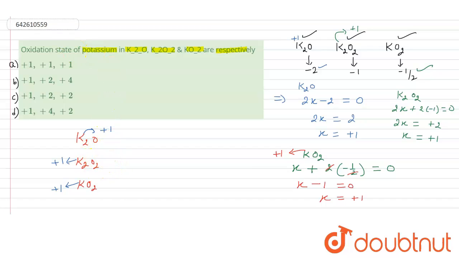So let's check the answer. Option A is +1, +1 and +1. Option B is +1, +2, +4, option C is +1, +2, +2, and option D is +1, +4 and +2. You can see clearly that option A will be the right answer, since we get +1 oxidation state for potassium in the oxide, peroxide and superoxide. So options B, C and D are wrong, and we are left with the correct answer, option A. Hope this answered your question. Thank you.